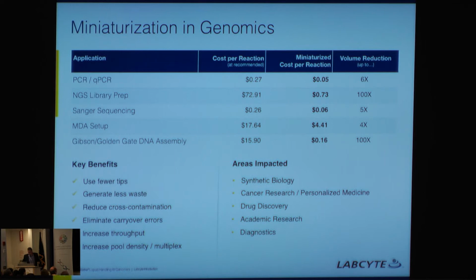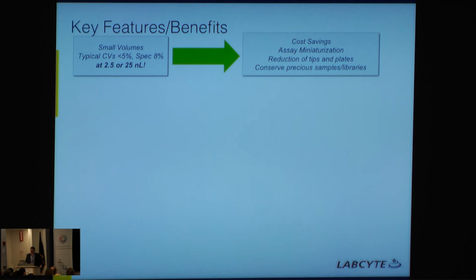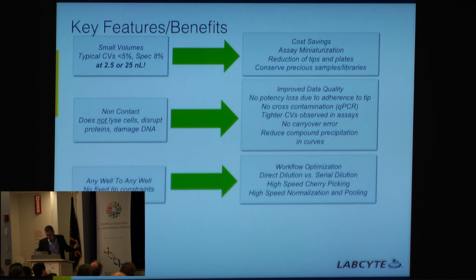So I'd like to leave you with key benefits and features of the Echo. Most notably, we're able to dispense at 2.5 or 25 nanoliters. This enables us to save reagents and miniaturize your assays. Our technology is non-contact, and it's a very gentle technology. We can actually dispense cells with it. We can do any well to any well, so there are no fixed tip constraints.